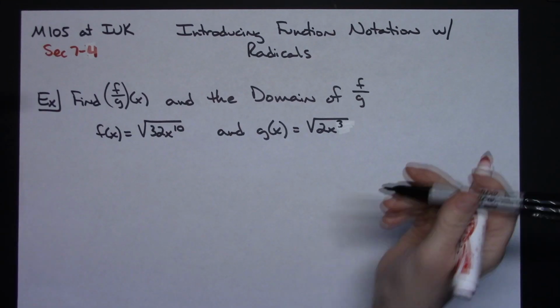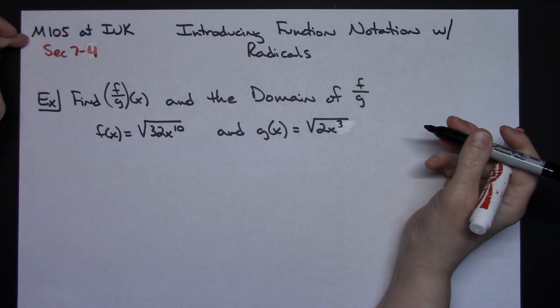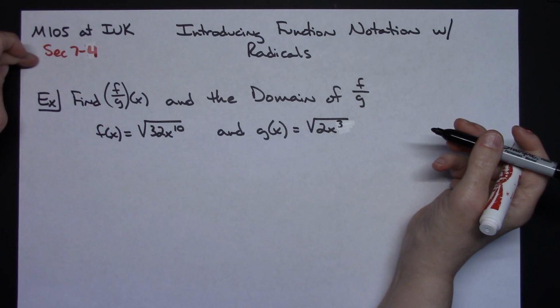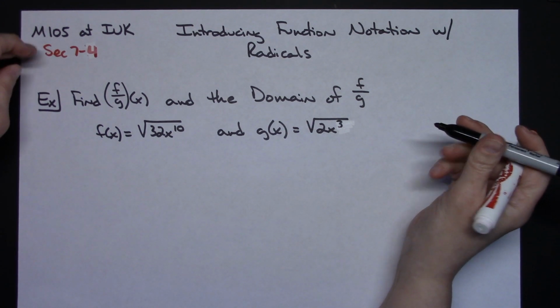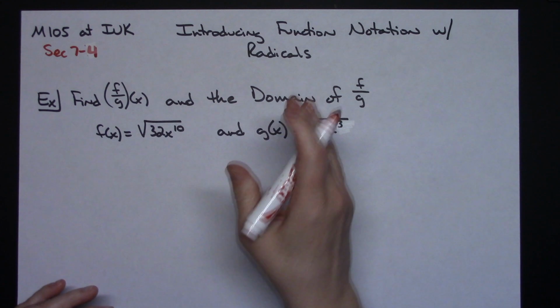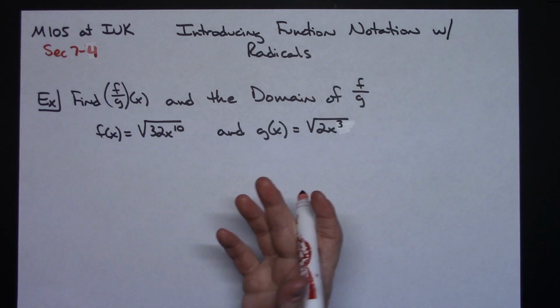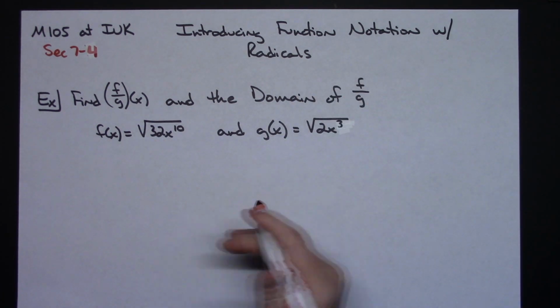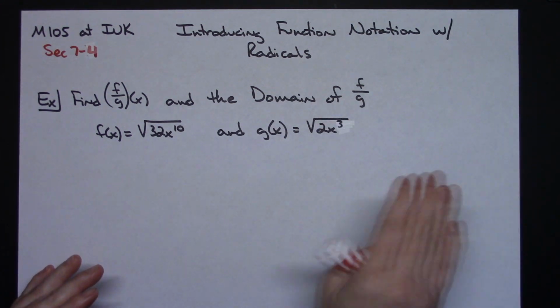This video I'm going to be specifically making it for M105 at IUK. These topics are in section 7-4. This whole section has been dealing with radicals, adding, subtracting, multiplying, dividing these radicals. They also, in this section, start introducing some function notation because that's something that we've covered previously, and then also this idea of can you find the domain.